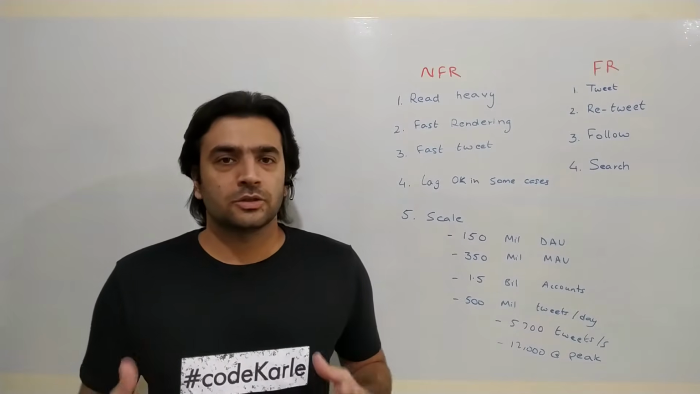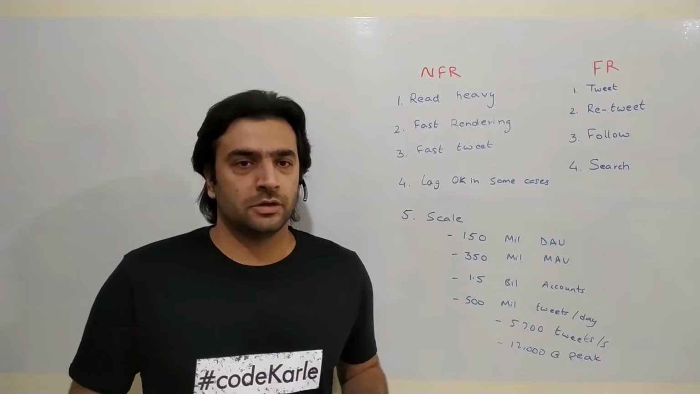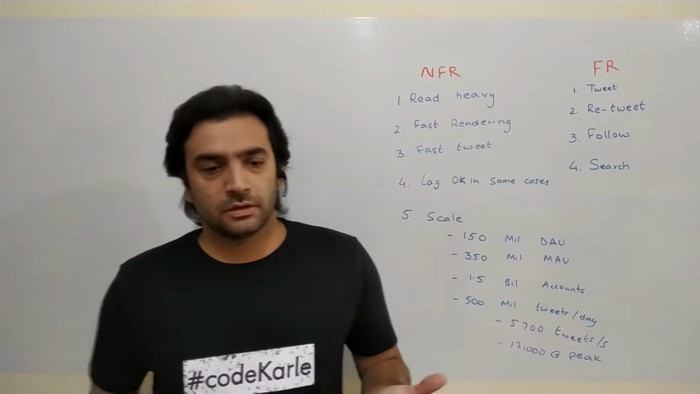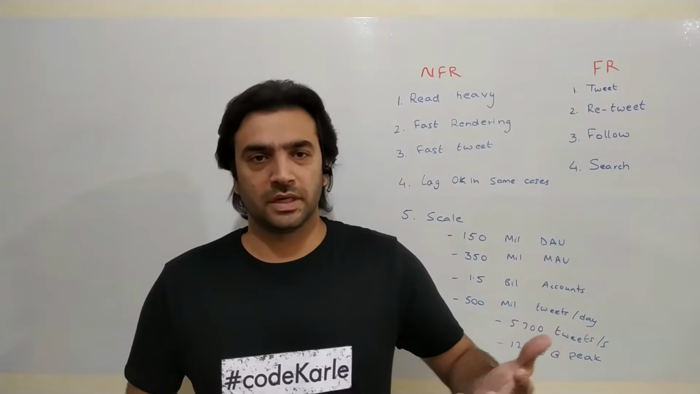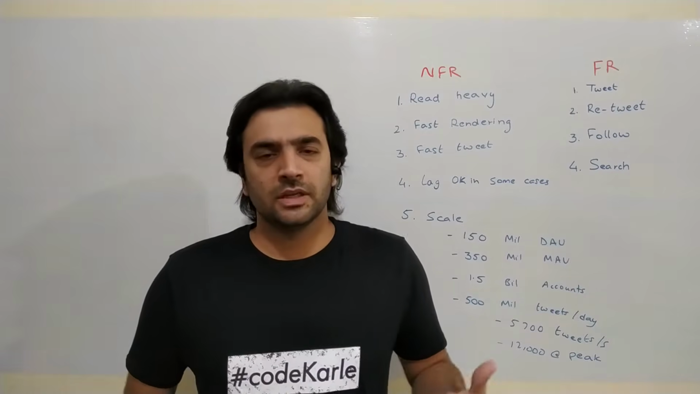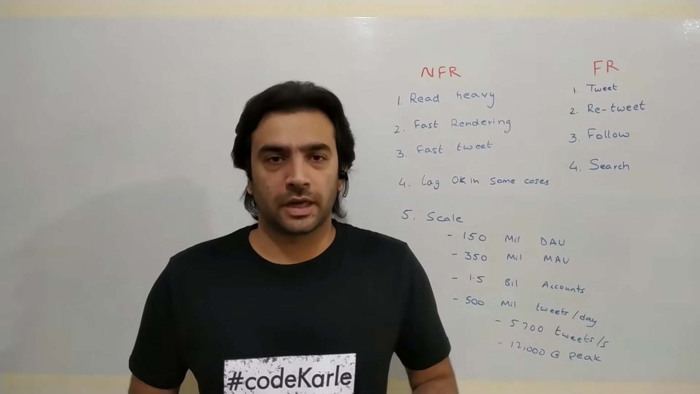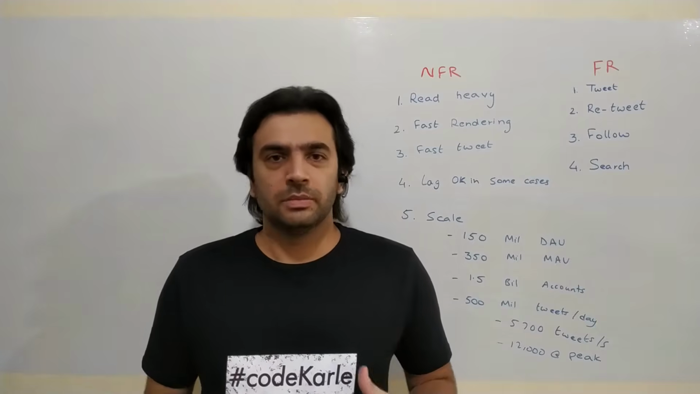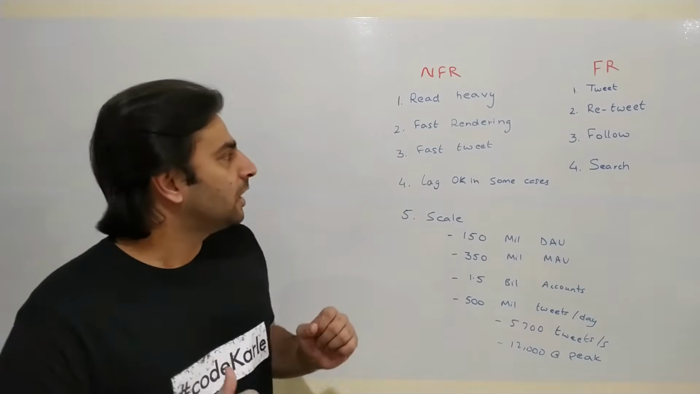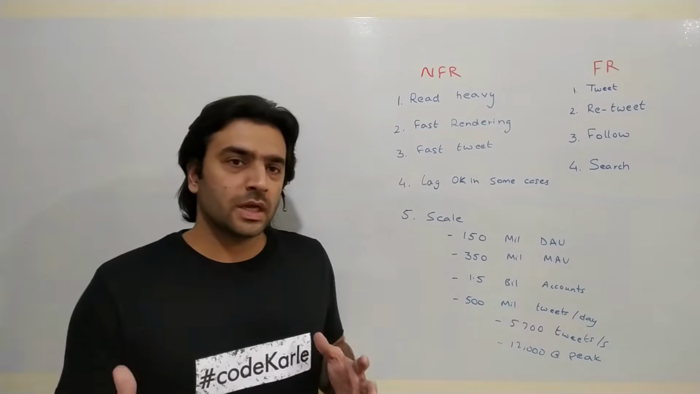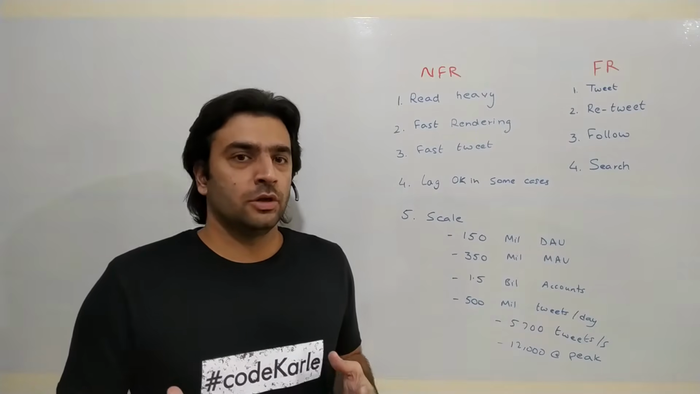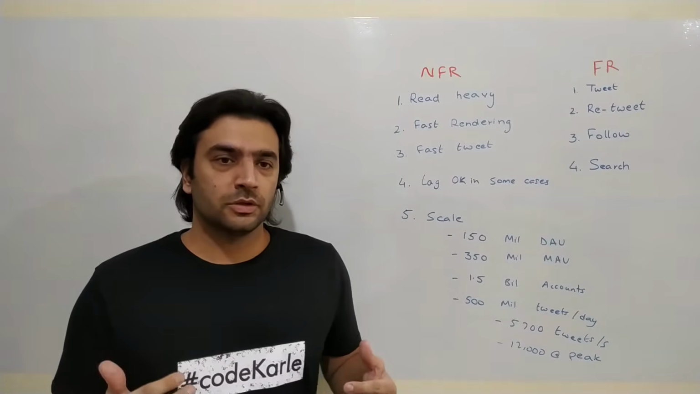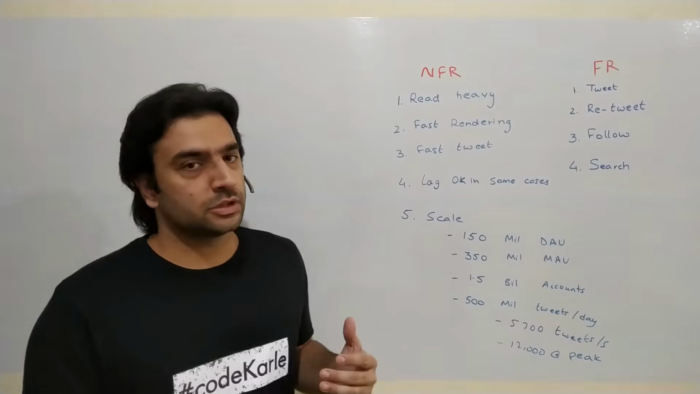The next thing is it should be able to render very fast. So if somebody wants to look at their home screen or basically timeline, that should render in less than a second. Okay, the reason being to improve the user experience. Now, when you are tweeting something, again, that flow should be fast. So you should get a success response saying that your tweet has been posted successfully.